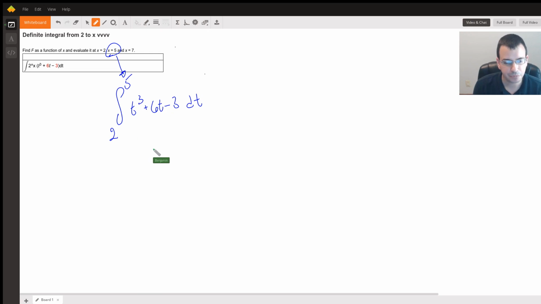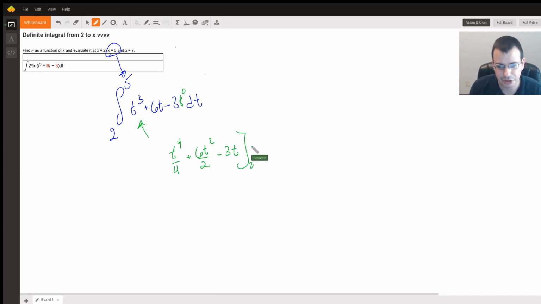Okay. So power rule, t to the 4th over 4 plus 6t squared over 2 minus 3t, because this can be viewed as t to the 0. So again, power rule. This will be evaluated from 2 to 5. So this means first we plug in 5, then we will plug in 2. We'll subtract them. So we have, let's see here.